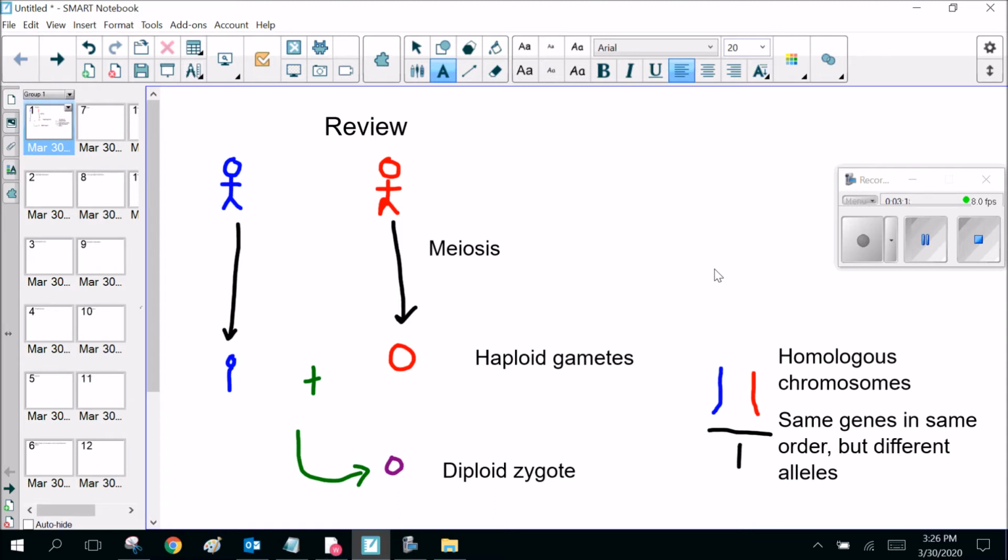Since it's a mix of the 2 parents genetically, it ends up being a mix of the 2 parents phenotypically as well. But why do certain children end up looking like one parent more so than the other? Well, the reason for that is that certain genes are dominant or recessive.